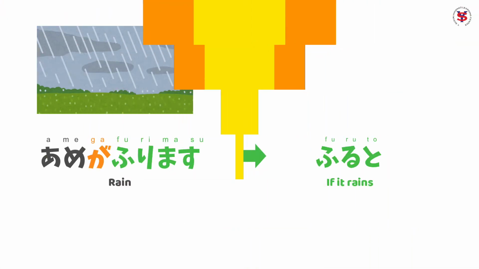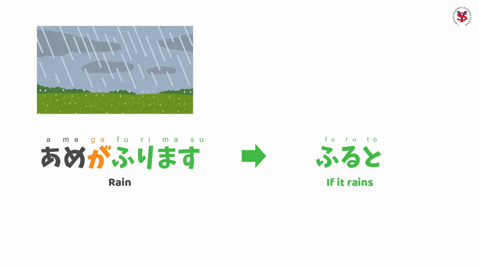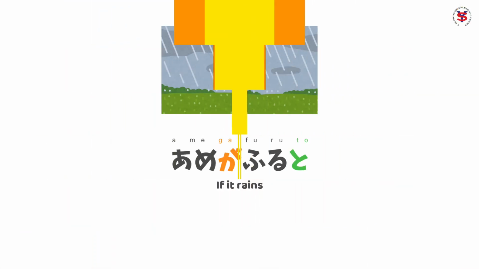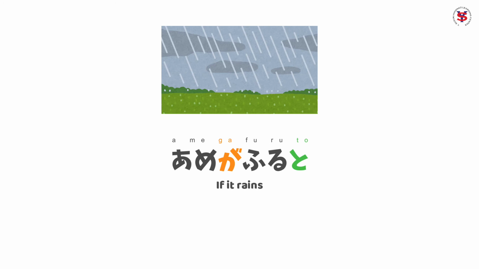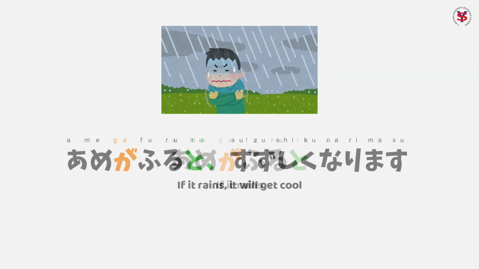First, gawin nating dictionary form ang verb furimasu. That's going to become furu. So, pwede na nating idugtong si to para maging conditional siya. So, ang conditional sentence natin is ame ga furu to. Then, we are going to combine the main sentence suzushiku narimasu. So, put it together. We have ame ga furu to suzushiku narimasu.